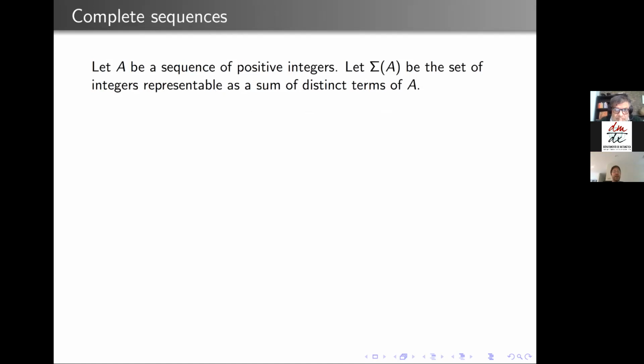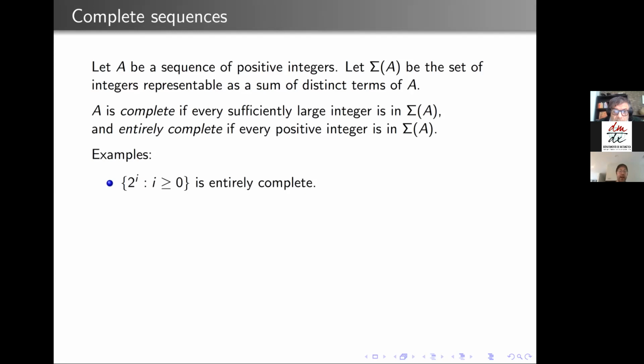So let A be a sequence of positive integers. And sigma of A is the set of integers representable as the sum of distinct terms of A. The set A is said to be complete if every sufficiently large integer is in sigma of A, and entirely complete if every positive integer is in sigma of A.